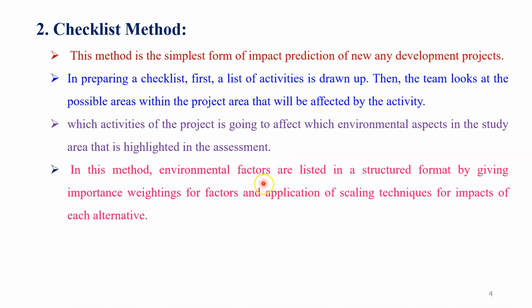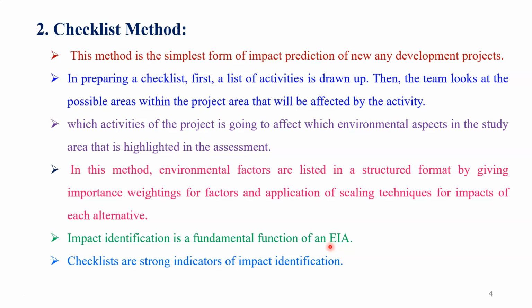In this method, environmental factors are also listed in a structured format by giving importance weighting for factors and application of a scaling technique for the impact of each alternative. So this is a very important feature of this method. The impact identification is a fundamental function of environmental impact assessment. So this is also another very important feature of this checklist method, because you know that impact identification is our major aim, and we are going to fulfill it by using this method.